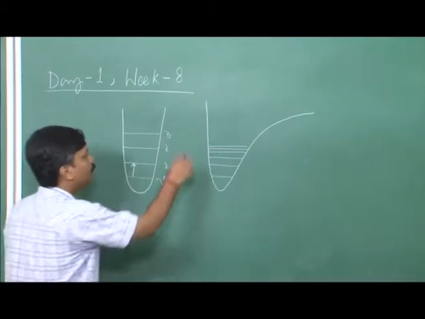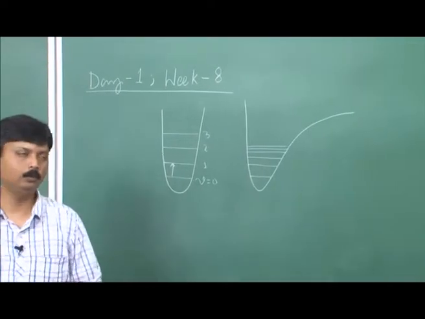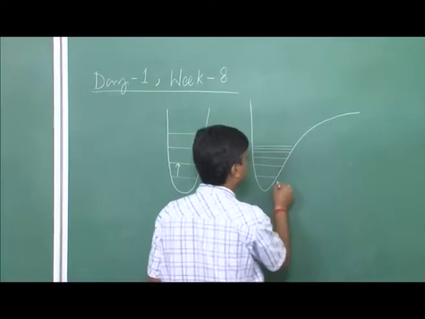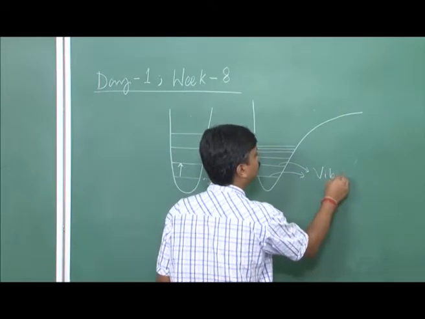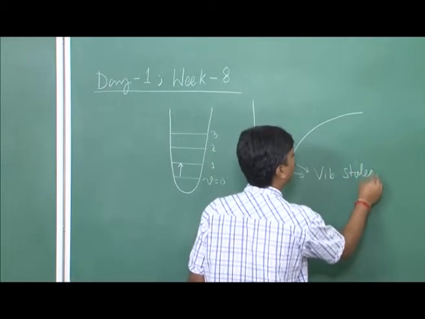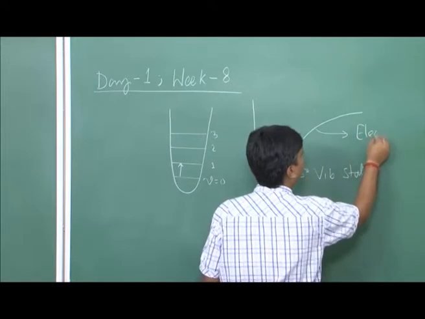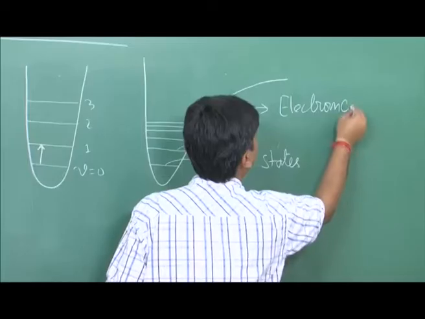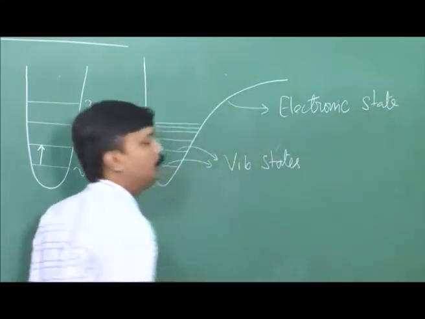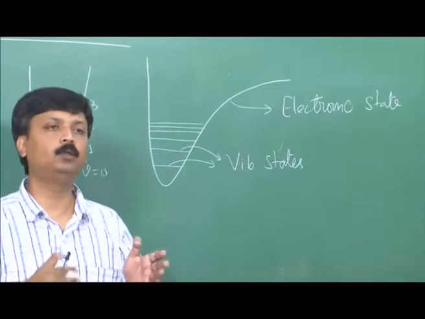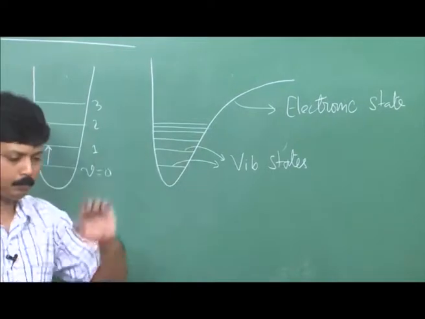Now, each well constitutes the electronic state of a molecule, right. So, these individual things are vibrational states, and this well gives you the electronic state. So, you can easily figure out that one electronic state contains both vibrational and obviously the rotational levels. So, rotational levels will be in between.